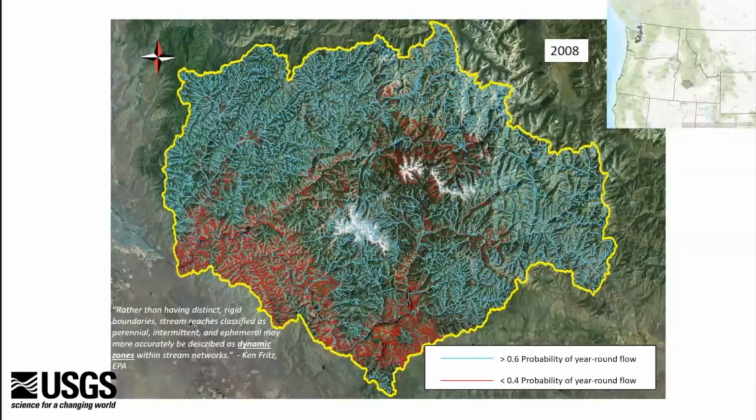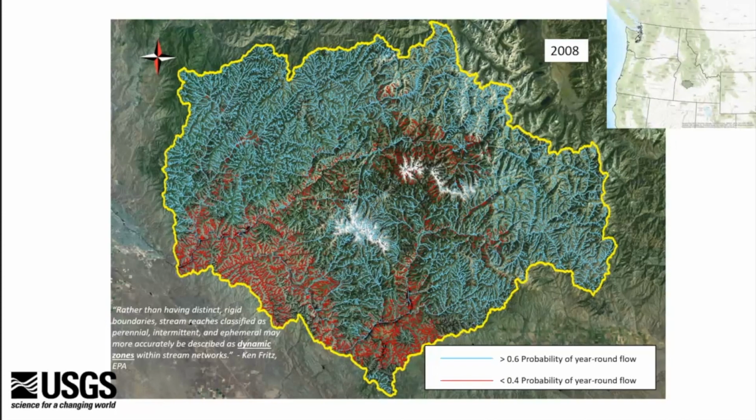And I just wanted to illustrate what this model looks like in terms of capturing, or at least modeling, that interannual variability. This is a nice quote from Ken Fritz, who's at the EPA and has done a lot of work in these types of systems looking at stream flow permanence. It's kind of small, so I'll read it here: "Rather than having distinct rigid boundaries, stream reaches classified as perennial, intermittent, and ephemeral may more accurately be described as dynamic zones within stream networks."